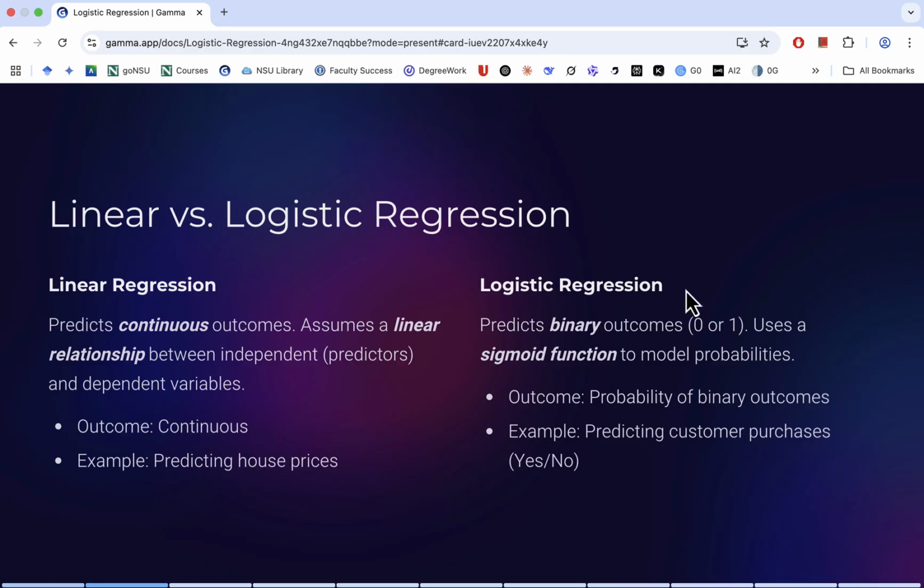Logistic regression, on the other hand, predicts the probability of binary outcomes: 0 or 1, yes or no, or some sort of categorization. It uses a sigmoid function to model probabilities. Its outcome is binary. An example would be predicting customer purchase, whether a customer would make a purchase, yes or no.